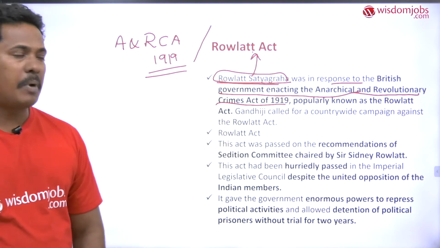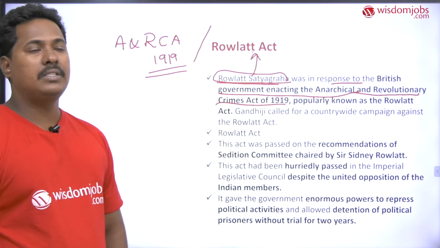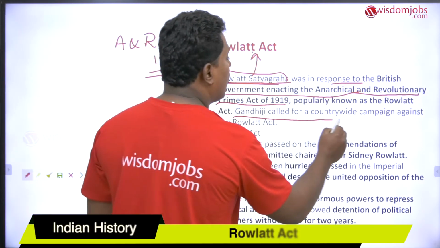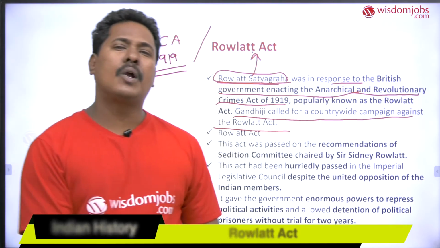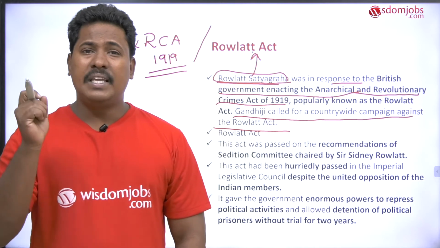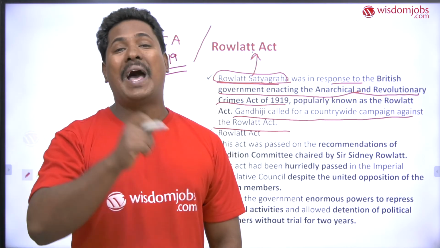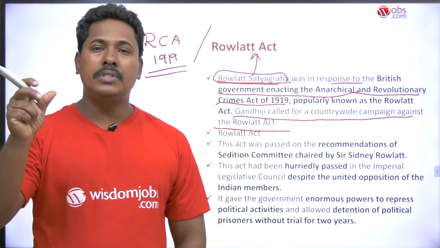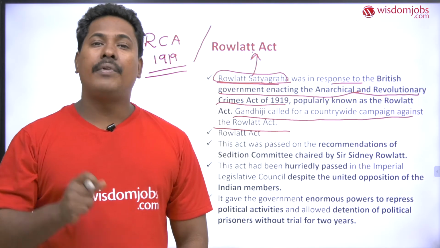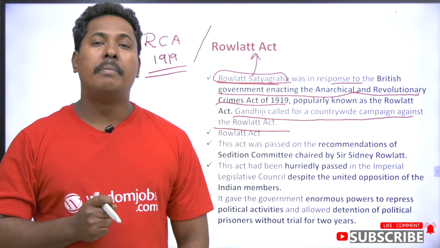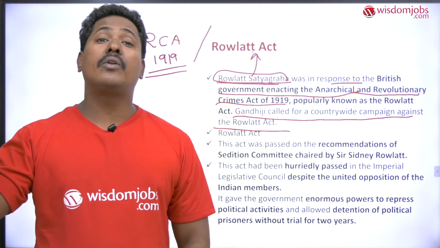So this act is also popularly known as the Rowlatt Act, because Sydney Rowlatt, an officer, created this act, right? Gandhiji called for a countrywide campaign against the Rowlatt Act. Why did Mahatma Gandhi call a countrywide campaign against the Rowlatt Act? See, this is an anarchical and revolutionary crimes act without any kind of warrant. This act empowers the British police or British cops, without any kind of warrant and without any kind of intimation, to arrest anyone in order to suppress the terrorism in India.